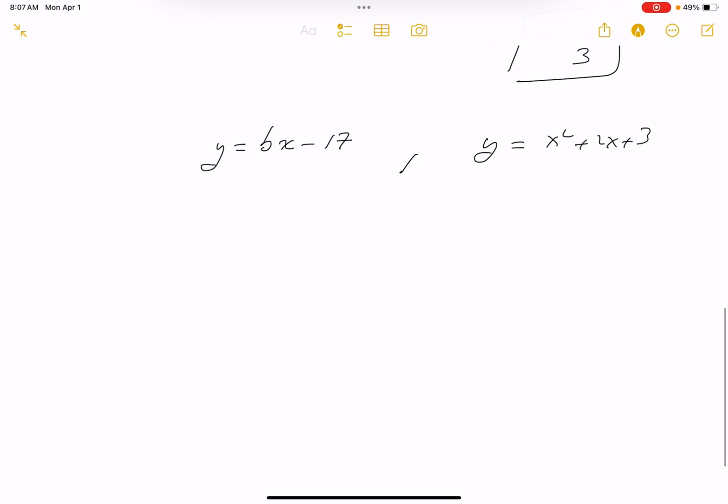As I do it, my claim is that we have a line, and the line is y equals bx minus 17. The one thing I know about the b is it's a slope. And then the other thing I have is a parabola, and the parabola is y equals x squared plus 2x plus 3. I'm going to say the parabola looks like this. Now, you've got a line, depending what the line looks like, but you only want it to go through once, by the way.